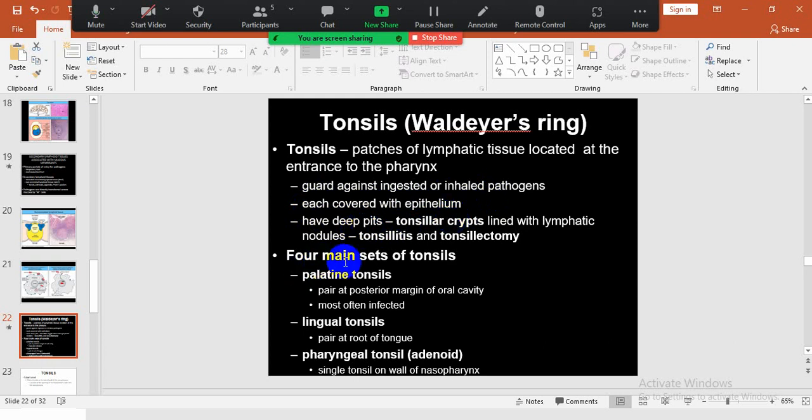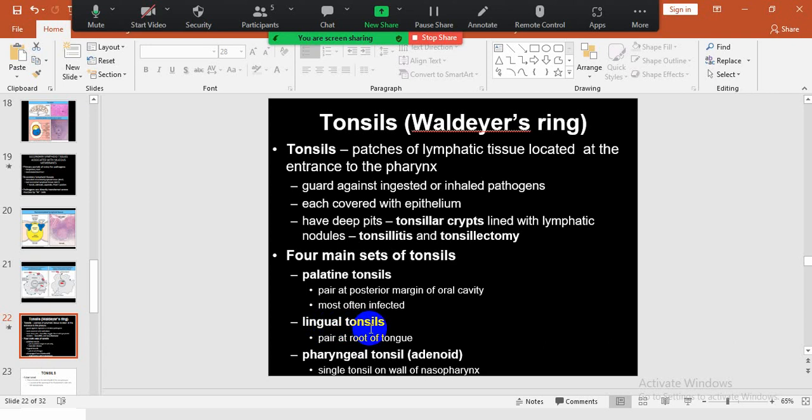So we also have 4 main sets of tonsils. Palatine tonsils. And palatine tonsils are located at the posterior margin of the oral cavity or the mouth, inside the mouth, at the back of the mouth. Then we have the lingual tonsils. It's a pair of tonsils that are attached to the roots of the tongue.